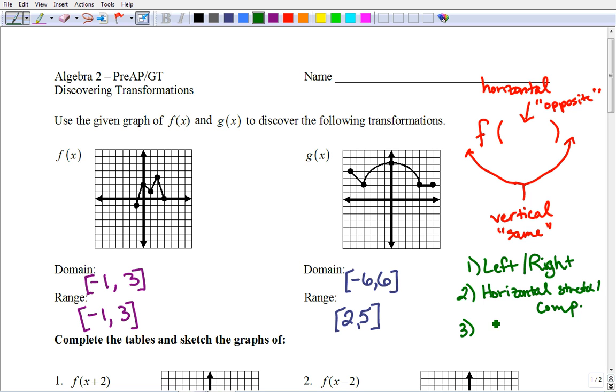Third, we'll do the vertical. We do the opposite of what we did in the first one, so we'll do the multiplying of the y values. That's the thing sitting in the front here that we're multiplying by. We'll do the vertical stretch or compression next, and then last, we'll go up or down.